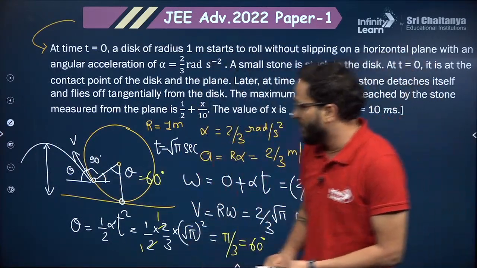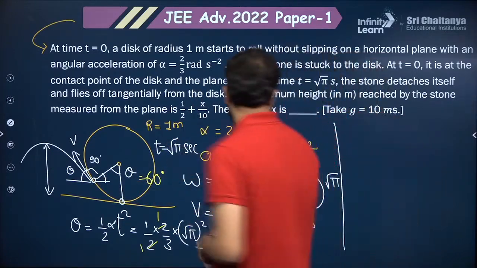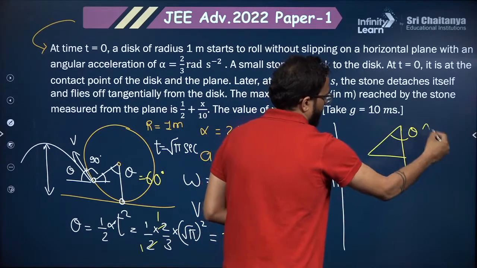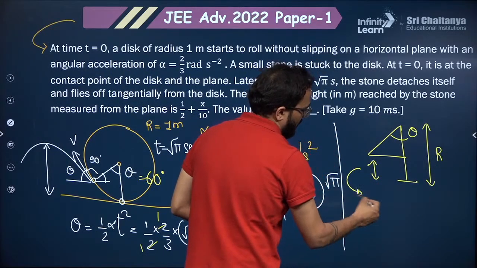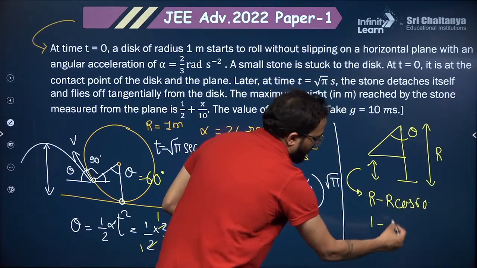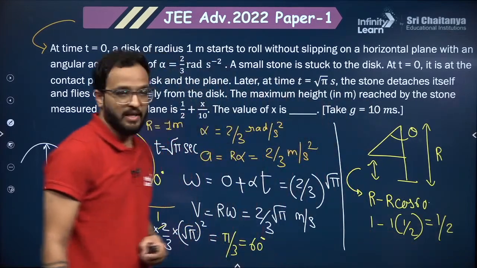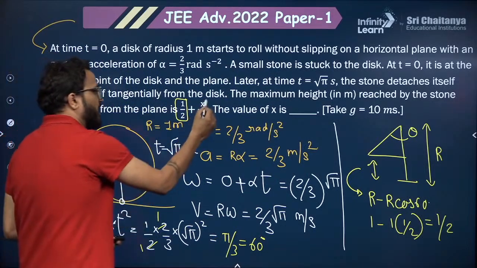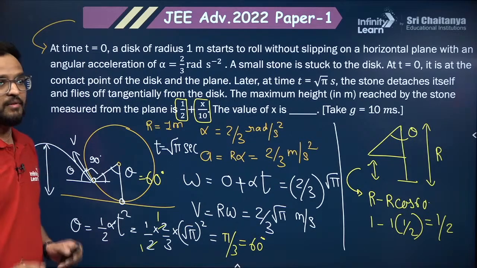Right? Now, can we find out this height at least? R minus R cos 60, yes or no? So I will write it like this. This is theta. This was already R, and let's find out this height. This is what? R minus R cos 60 degrees. So R is 1 minus 1/2. So it is 1/2 already, right? And if you see here, they have given 1/2 already here, right? 1/2 plus x by 10, right? So this much information is available to us now.